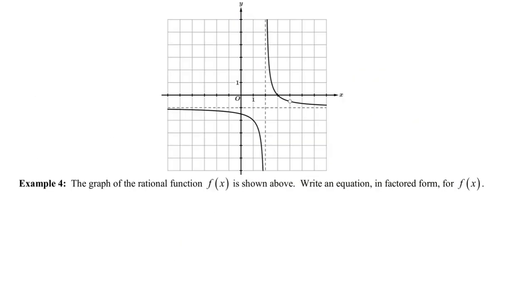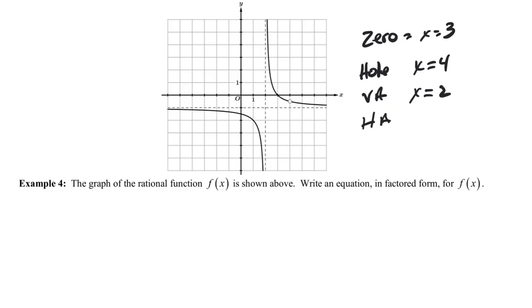Okay. All right, now we're given a graphical representation that we have to try and write a function for. Let's go ahead and write down all the different things that we see. I see a 0 at x equals 3. I have a hole at x equals 4. I have a vertical asymptote at x equals 2. I have a horizontal asymptote at y equals -1. I think that'll do it. Boy, there's a lot going on in this one. So let's see if we can figure this out.